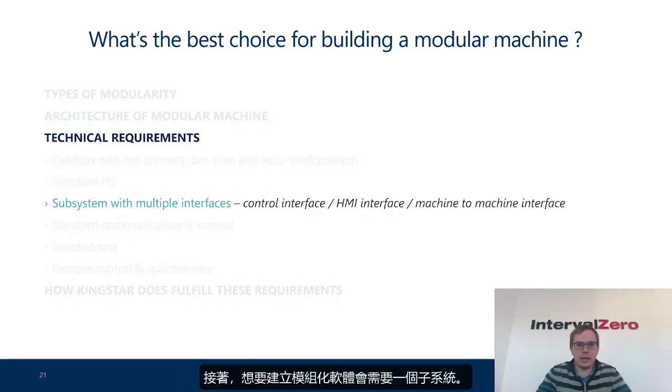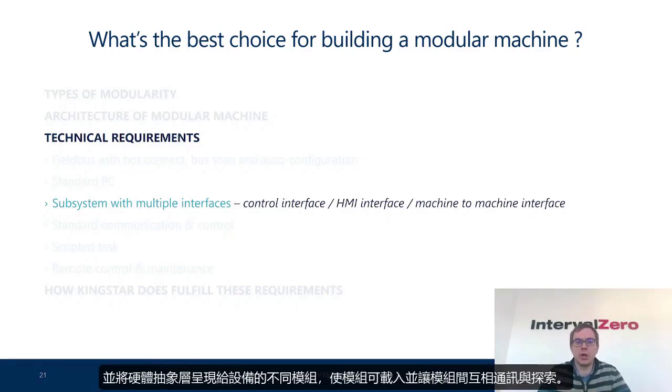The next step is that to be able to have a modular software, you will need to have a subsystem. The subsystem is going to be like the kernel of your controller. It will connect to the hardware abstraction layer and present the hardware abstraction layer to different modules of the machine to be able to load those modules, and it will also allow the modules to discover each other and talk to each other.